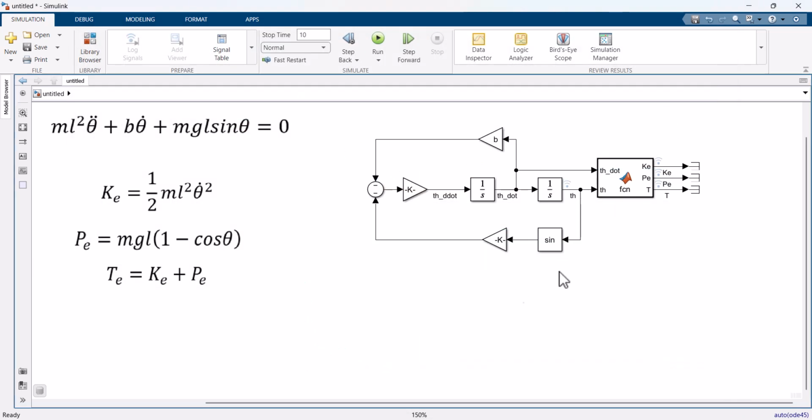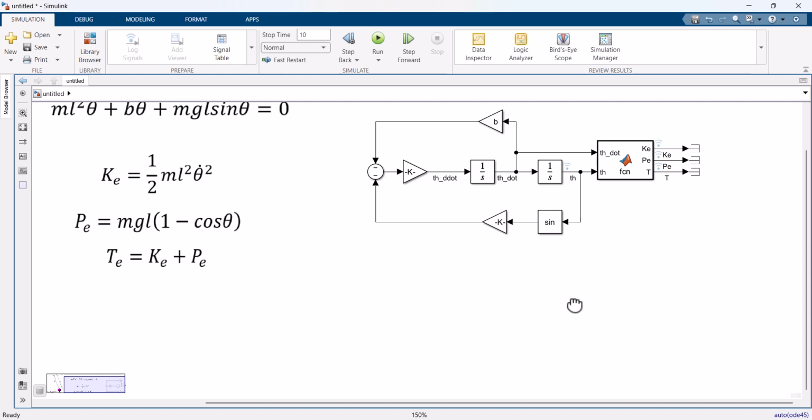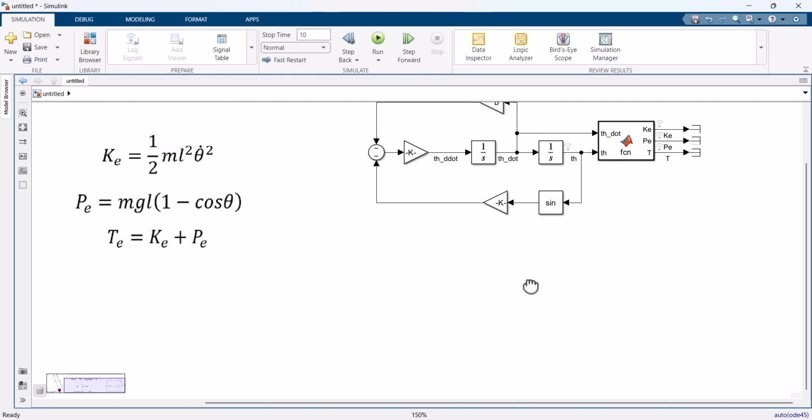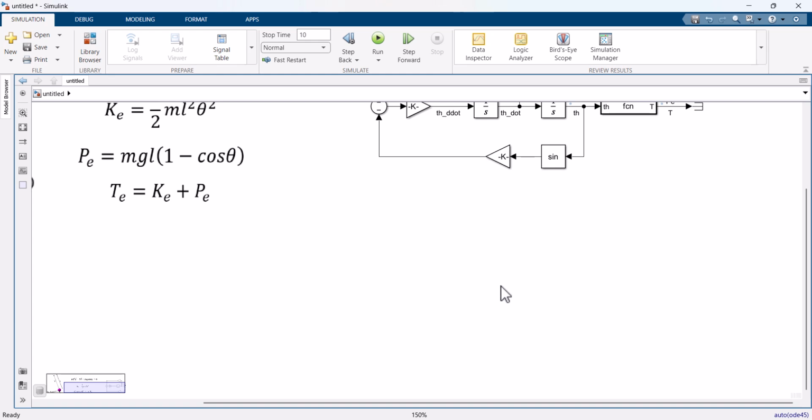Okay, so this was one way of modeling the pendulum. Now let me show you another way, that is by using Simscape blocks, and you'll see that we don't have to model this differential equation. We can do it without that. So for Simscape, let me take it a bit over here.